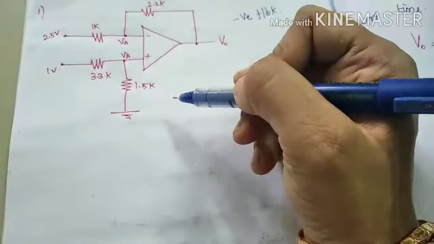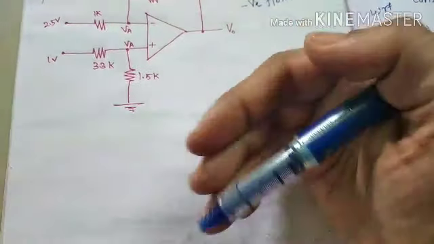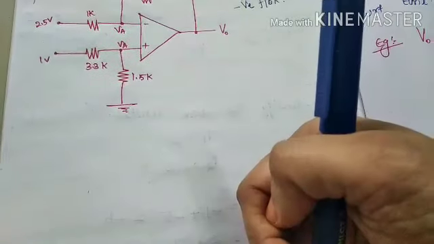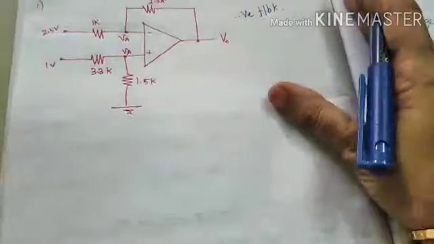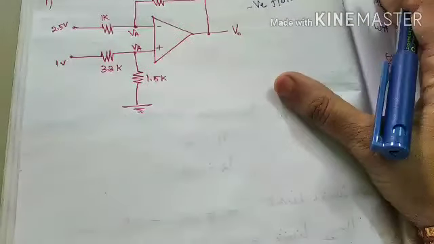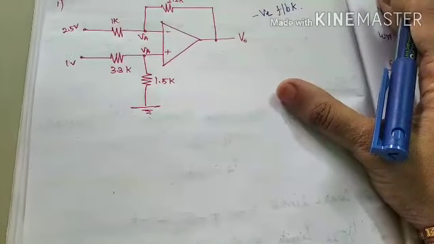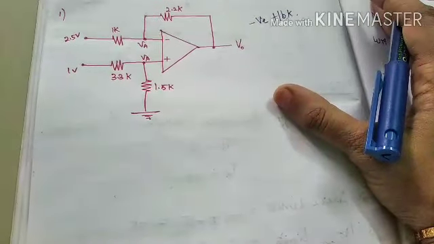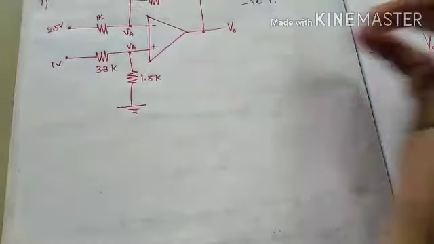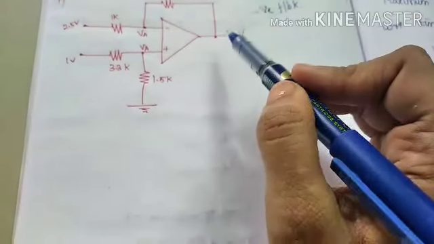We have seen in many MCQs the importance of negative feedback and positive feedback in op-amp circuits. Positive feedback enhances the gain of the op-amp. That is the most important point regarding positive feedback. But here we are having negative feedback.